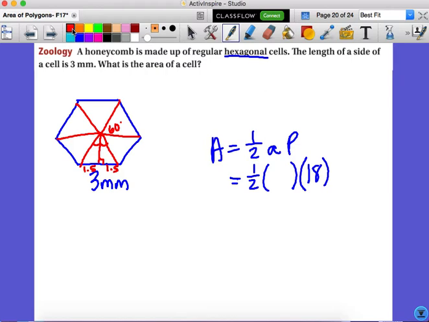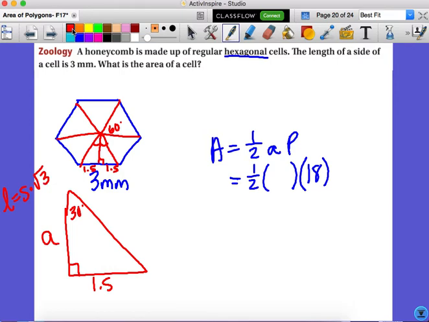Now at this point, my picture is really little for that triangle, so I'm going to redraw this here a little bit. So I've got 30 degrees and 1.5, and I need to know how long the apothem is. So again, this is a 30, 60, 90 triangle. Those rules are not going away. We know the shorter leg is 1.5 because that's across from 30. Remember, your longer leg is always your shorter leg times the square root of 3. So my apothem is 1.5 square roots of 3.